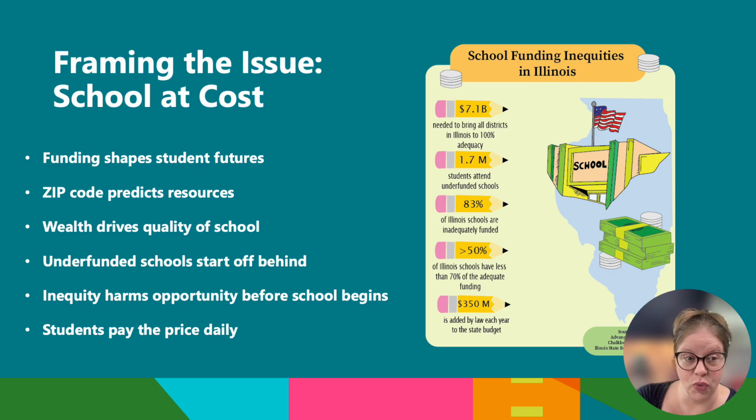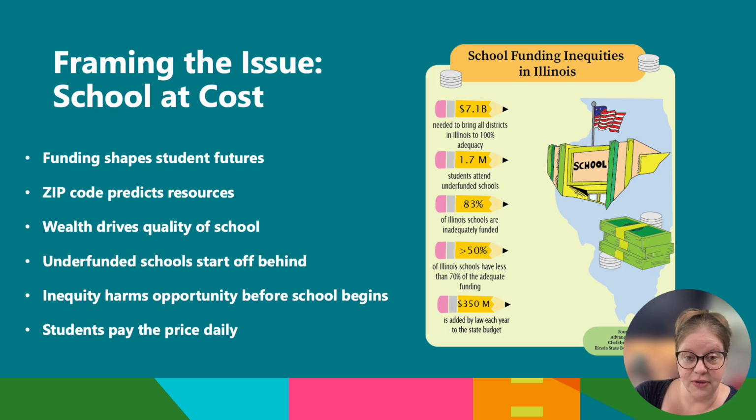Framing the issue, school at cost. Funding shapes students' futures. Zip code predicts resources. Wealth drives quality of school. Underfunded schools start off behind. Inequity harms opportunity before school begins, and students pay the price daily.